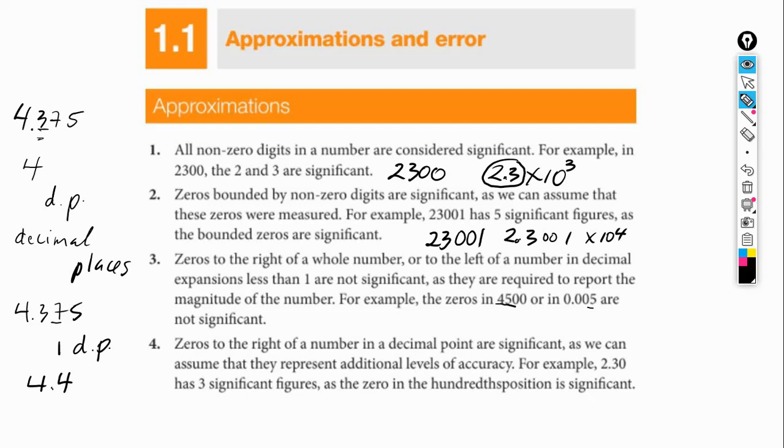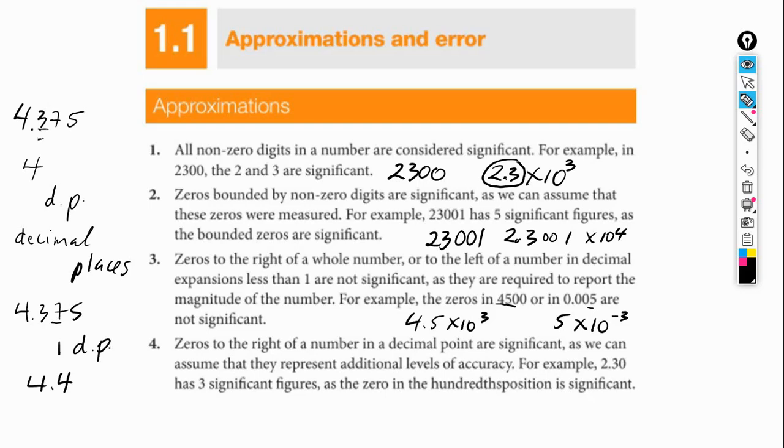Now think of scientific notation again. 4,500 we could write as 4.5 times 10 to the power of 3. And 0.005 we could write as 5 times 10 to the power of negative 3. So notice that only one of the digits is significant for 0.005, and two are significant for the number 4,500.